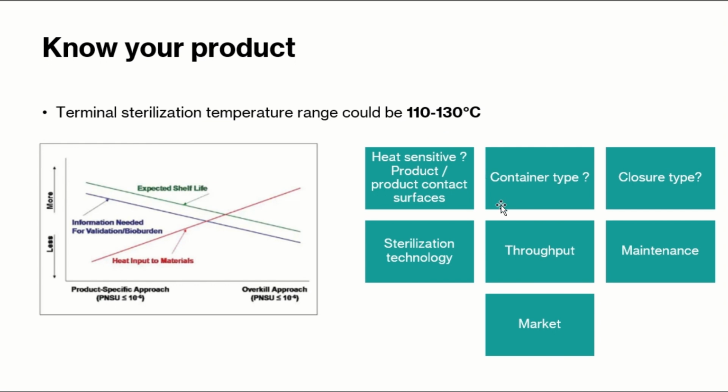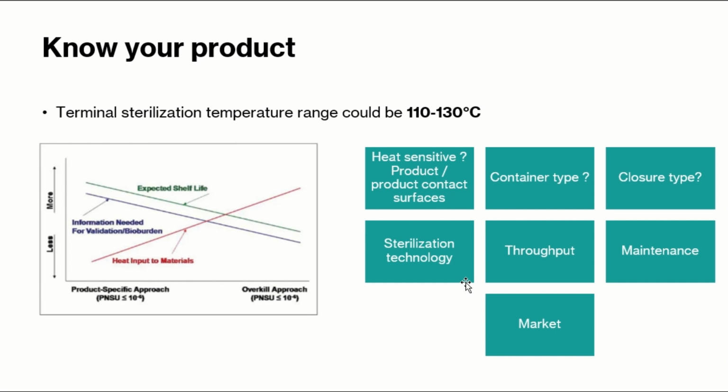Even the type of container you're choosing, is it compatible with the sterilization? It could be a plastic bottle, it could be a glass bottle, it could be a prefilled syringe, it could be an SVP, a small volume parenteral, or it could be a large volume parenteral as well. And then the closure type, it could be rubber, it could be plastic. So everything around your product should be compatible with the heat. And you must have evidence that in high heating you are not generating impurities. It's really important. And then you select the sterilization technology.